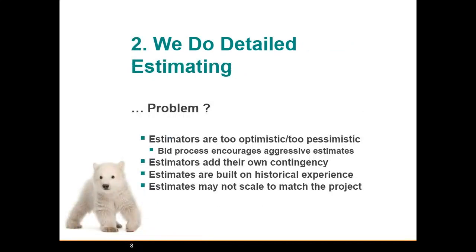But the problem we have there is our estimators may be too optimistic or too pessimistic. Typically, the bid process encourages overly aggressive estimates. Sometimes estimators add their own contingency. One of the things that happens quite often is if they put a contingency line item somewhere, it immediately gets pulled out of the budget. So instead, they hide it all through the estimate. They might build those estimates on historical experience, which may no longer be valid. Technology is changing constantly. Our workforces are changing all the time. And sometimes our estimates just don't scale to match the project. If we built a $2 billion project 5 years ago, we can't necessarily say that a $10 billion project today is going to take 5 times as long. That may be quite a different project.